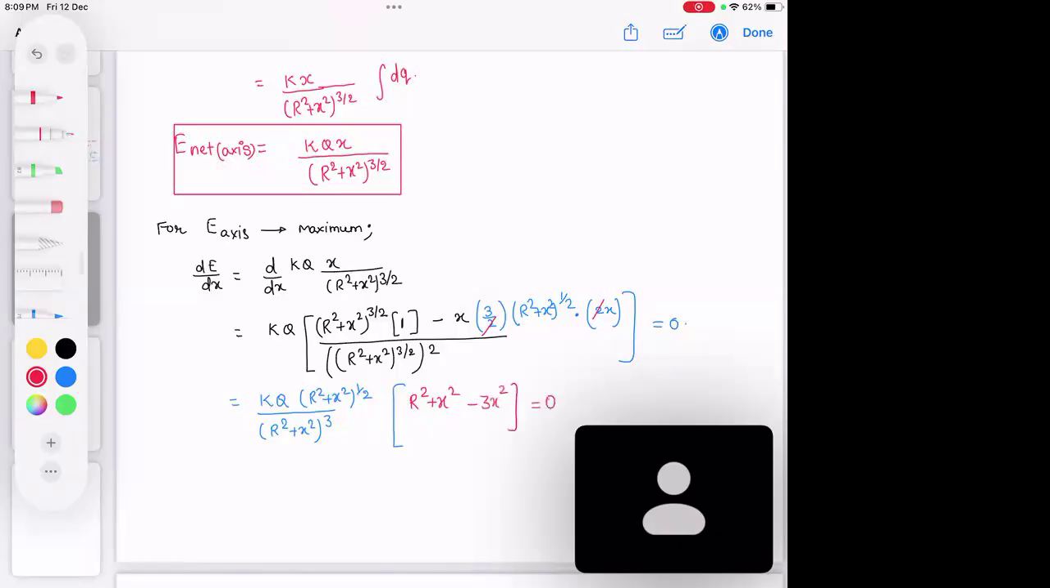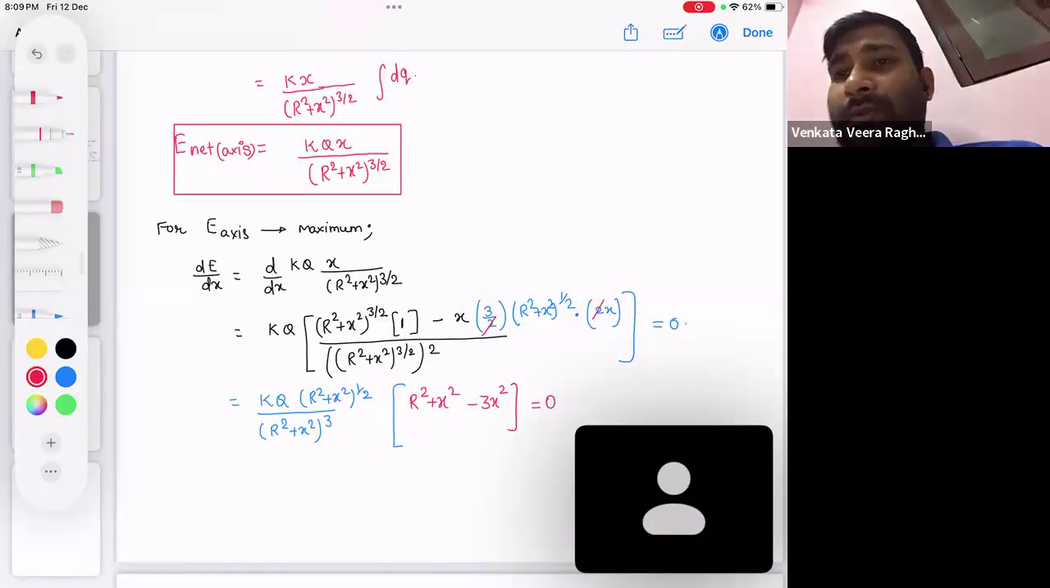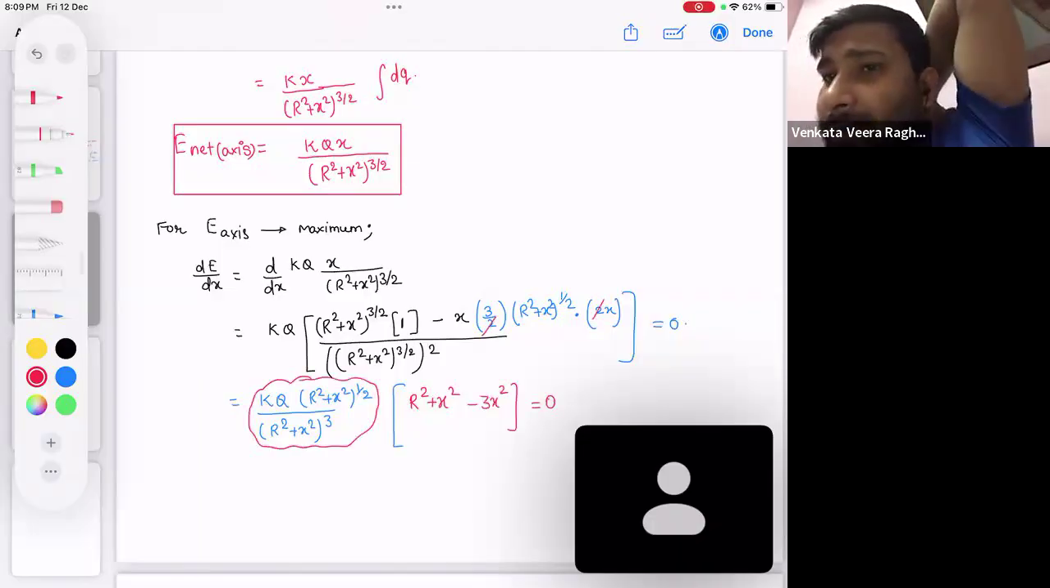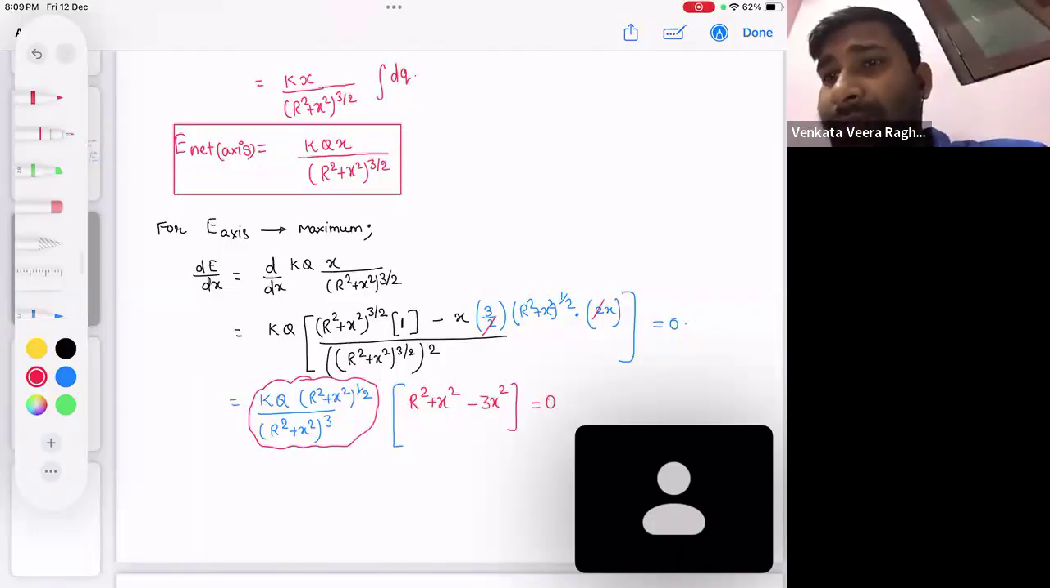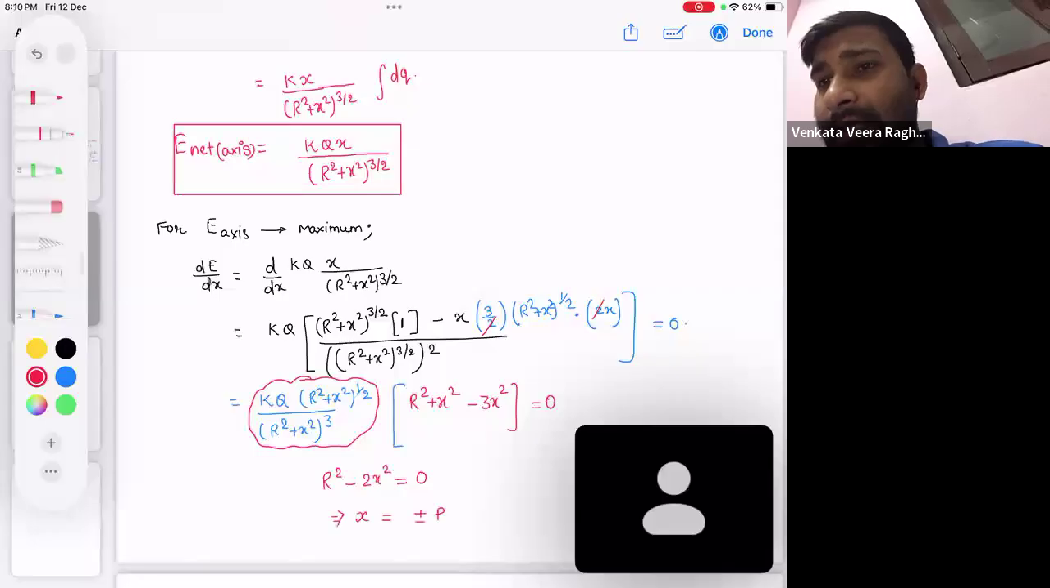That thing should be equal to 0. Understood? So what are we getting? This thing cannot become 0. Check it, this is not having any possibility of becoming 0. So the second bracket should be 0. So what we are having? R square minus 2x square should be equal to 0. So what are we getting? X equal to plus minus r by root 2.